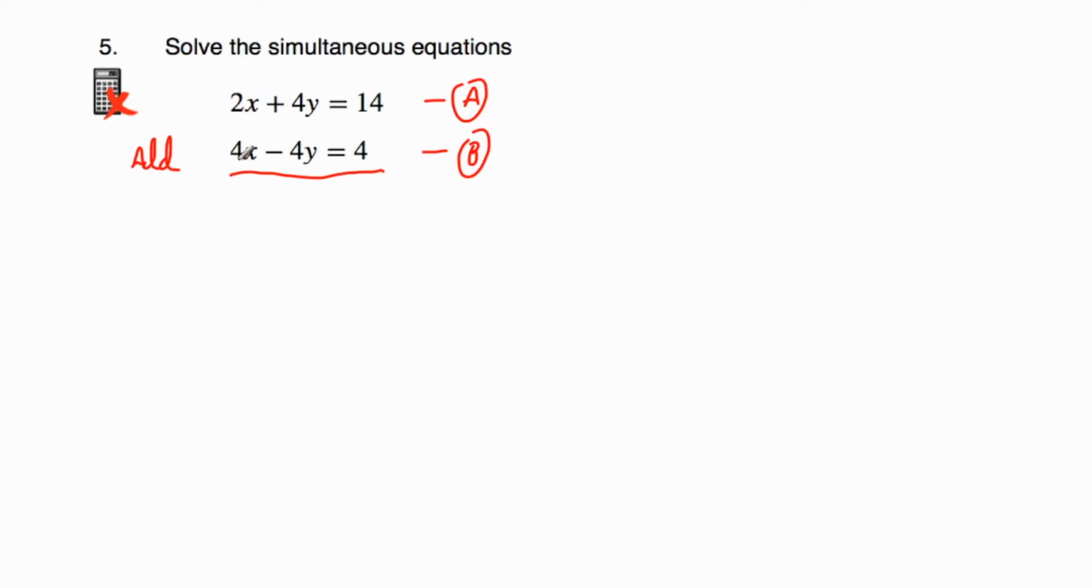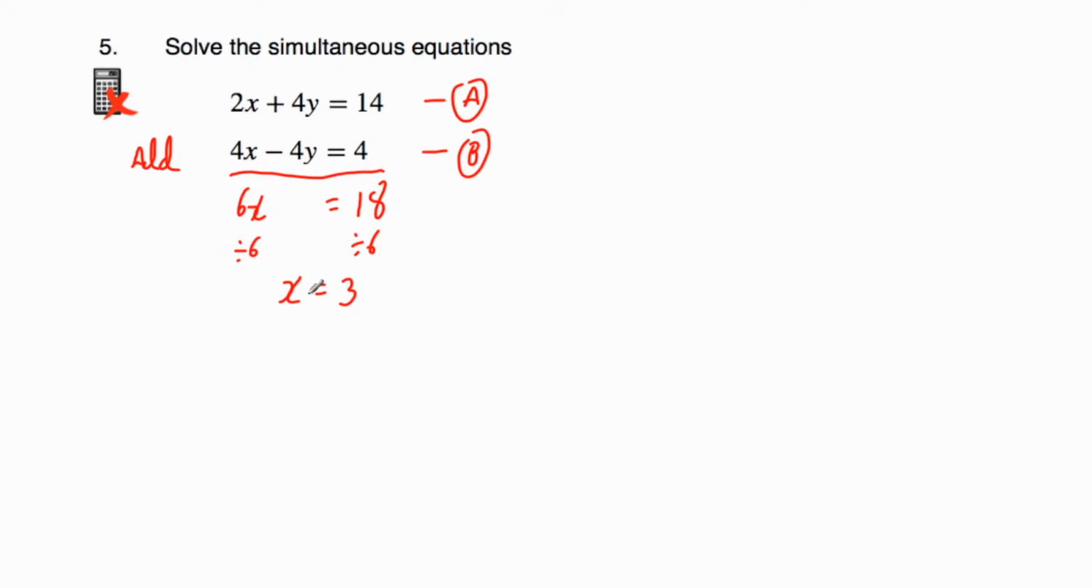So 2x plus 4x, that's equal to 6x. 4y plus minus 4y, that's 0, so they cancel out. And then on the right hand side, we've got 14 plus 4, that's equal to 18. So we've got 6x equals 18. Now we want to find out what x is, so we want to get rid of this multiplied by 6. So let's divide by 6 and divide by 6, and we get x equal to 3.